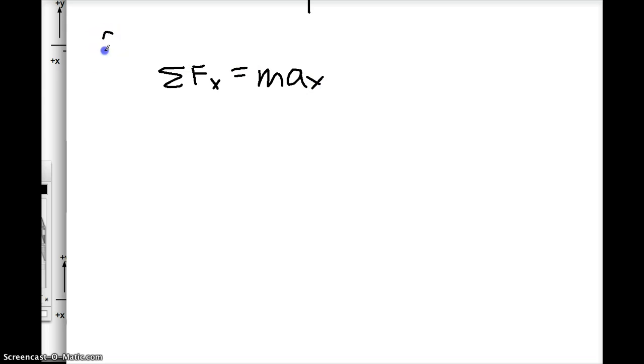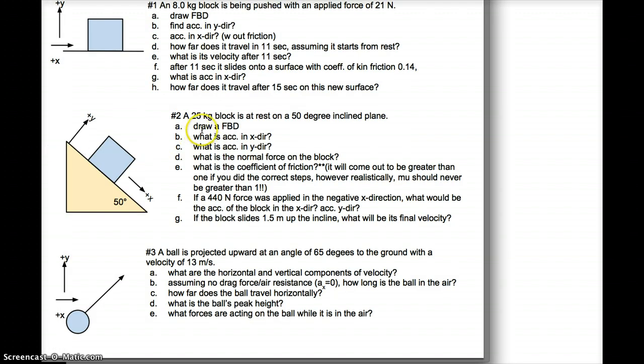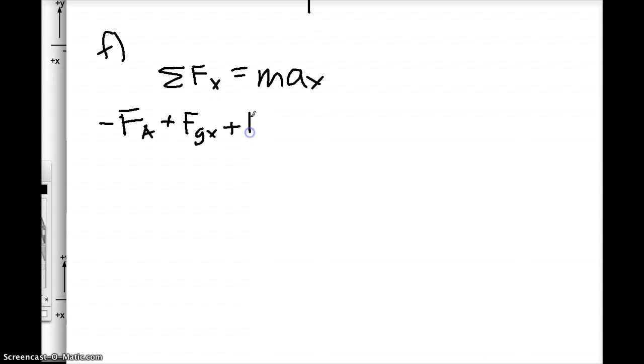This is part F. We have this force applied, and that's in the negative direction. We have the force of gravity in the x direction. And there's friction, but now that the block is being pulled upward, the force of friction always opposes motion. And since this block is moving up, because of that applied force upward, up along the incline, then the force of friction is now opposing that, so it's going to be pointing down, which is the positive direction.